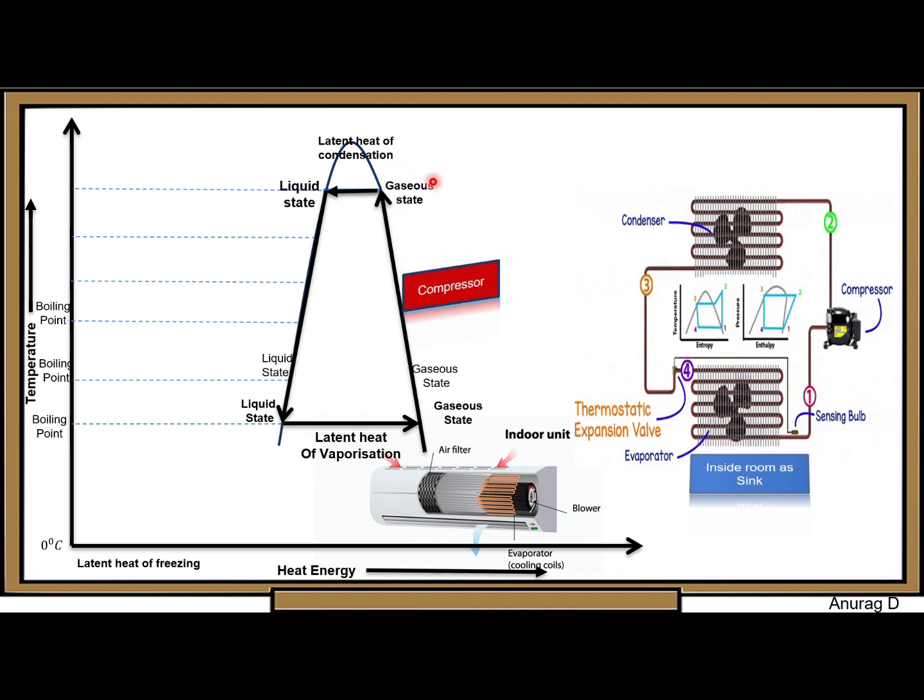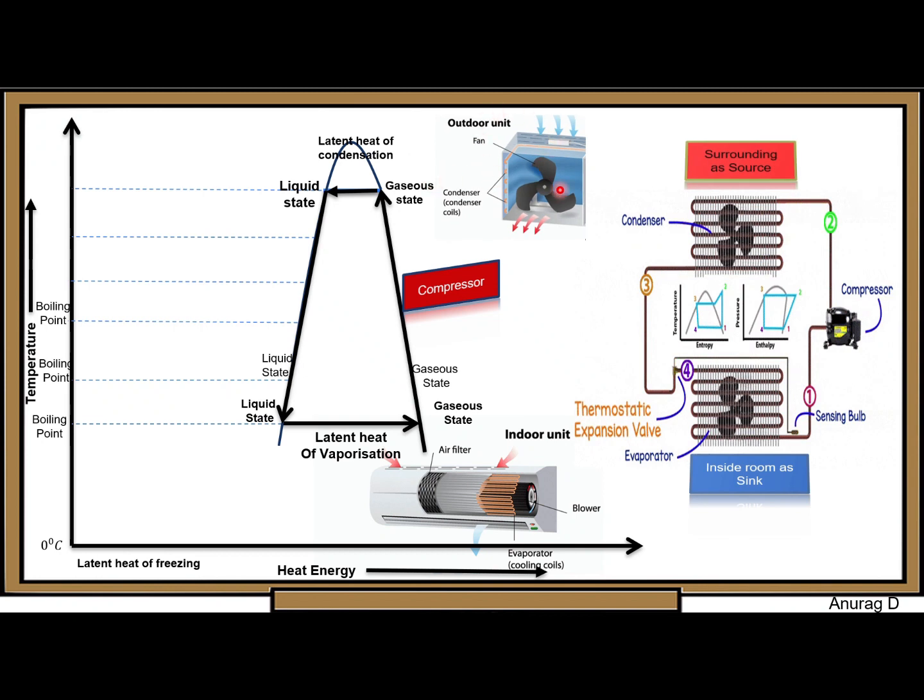This high pressure gas enters the outdoor unit of the AC. It is also called the condenser. It extracts the latent heat and releases it to the outer environment and surroundings at high temperature, and converts into the liquid state but at high pressure. This high pressure liquid enters the expansion valve, which makes its pressure low, and this low pressure liquid refrigerant again enters the indoor unit of the AC or refrigerator.